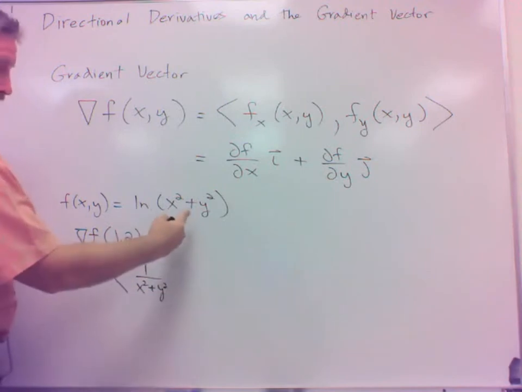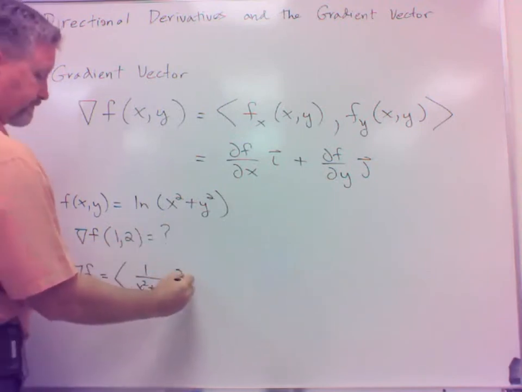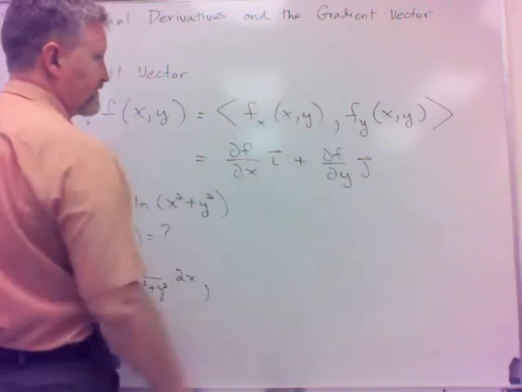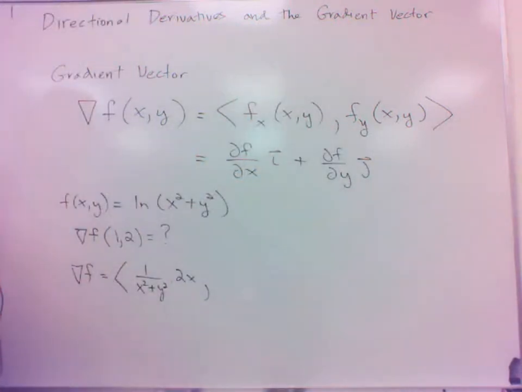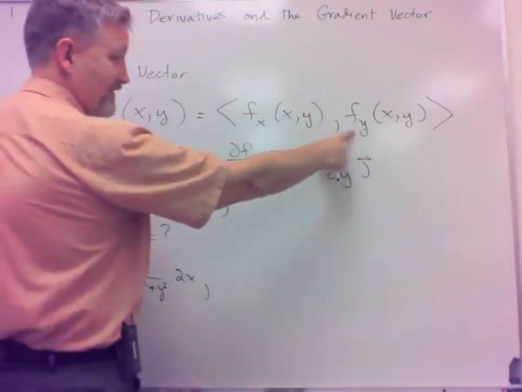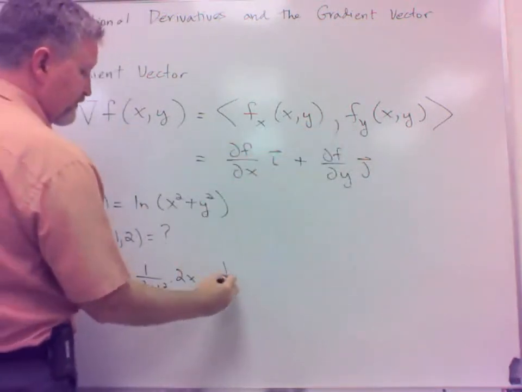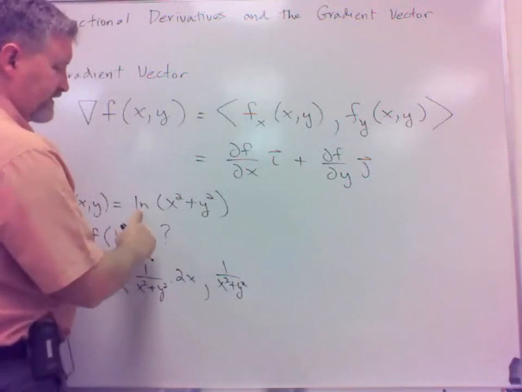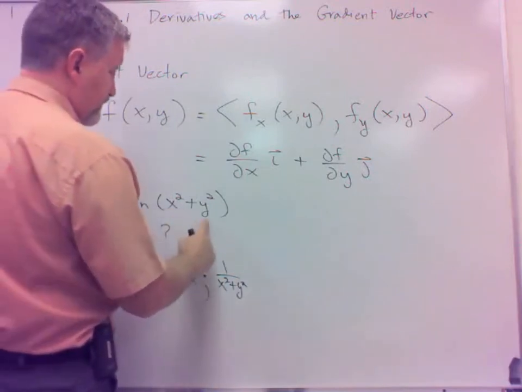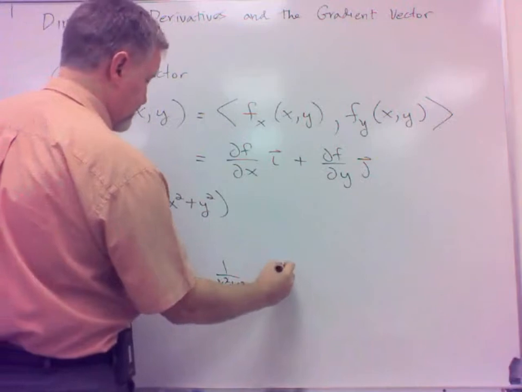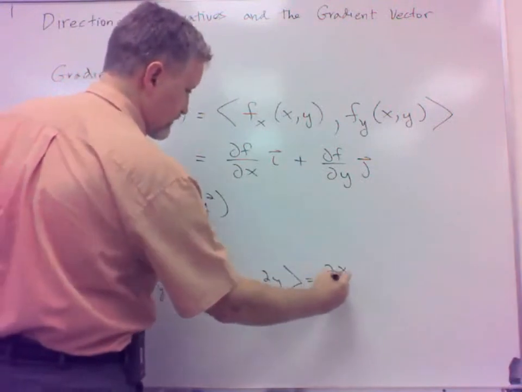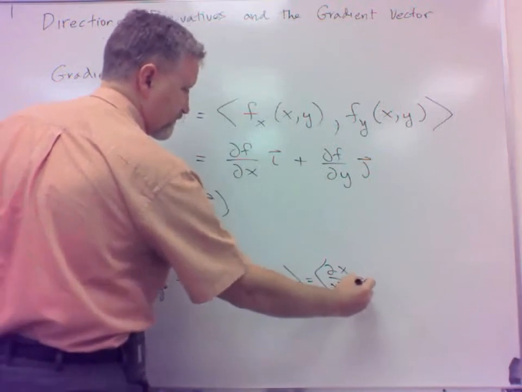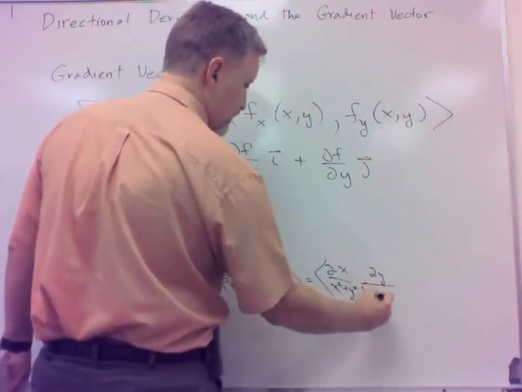Times the derivative of the inside with respect to x, which would be 2x. And then the same thing for the second part, except we're doing the partial derivative with respect to y. So that'd be 1 over x squared plus y squared, the derivative of the ln, then the derivative inside with respect to y would be 2y. So it's just 2x over x squared plus y squared, comma, 2y over x squared plus y squared.